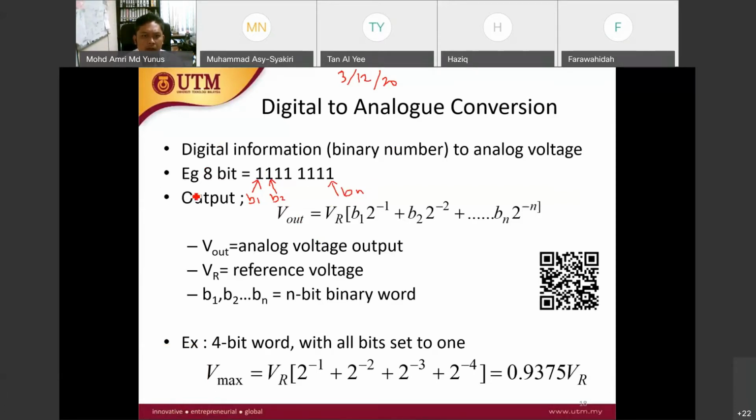It depends on the bit number. So in this case, this is the bit value at the 8th position. Each bit value is multiplied with 2 to the power of the position value. For example, this bit position is at 1, so 2 to the power of -1, plus B2 multiplied with 2 to the power of -2 and so on. So using this equation, we can estimate the analog output.